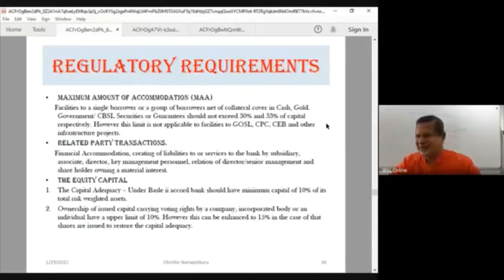So single borrow limit is a concept which the central bank wants all the banks to follow, that they cannot lend to a single customer more than 30% of their capital. If it's a group of customers, you can give only 33% of capital. Now, let me explain this to you in a little bit of detail.